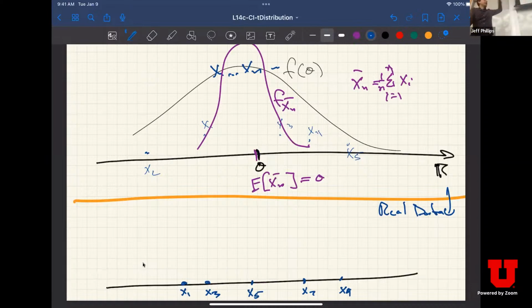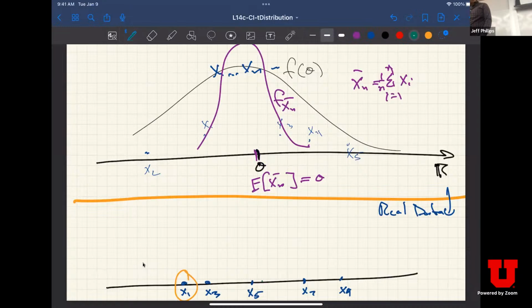One way to estimate theta is just to look at just one of these values. I could look at just x1 and say, that's an okay guess for theta. It's an unbiased estimator of theta. I picked the first one. But what's better is to take the average of all of these. I can take the average of all of these.